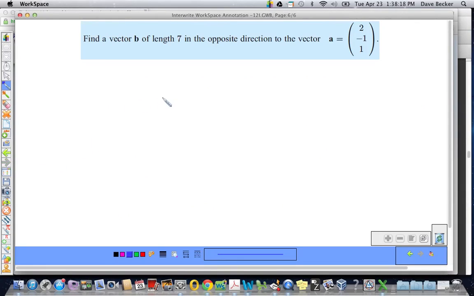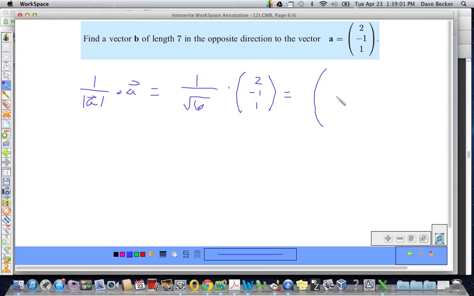And the final example, find a vector b of length 7 in the opposite direction to the vector a. So of length 7, I want to take 7 times a unit vector in the direction of a. To find a unit vector in the direction of a, I have to take 1 over the magnitude of a times a, which is going to be 1 over the square root of 4 plus 1 plus 1. So that's going to be 1 over root 6 times 2, negative 1, 1, which is equal to 2 over root 6, negative 1 over root 6, and positive 1 over root 6.